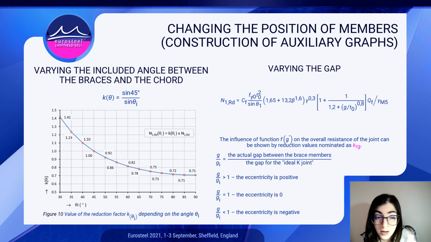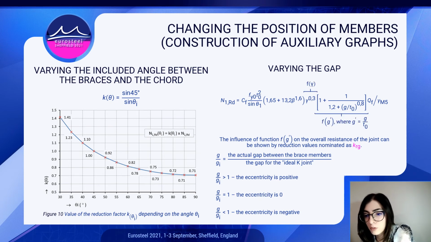And now if we vary the included angles, or if we vary the eccentricity of our joint, we also vary the gap. And the expression given in the draft of the second generation is convenient because it separates functions of gamma and g prime. Therefore, we can independently analyze the influence of the function of g prime, that is, the influence of the change of the gap on the overall resistance of our joint. This influence can be shown by reduction values nominated as kRg.